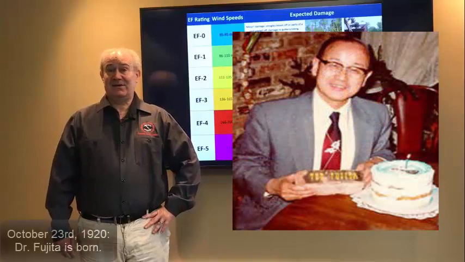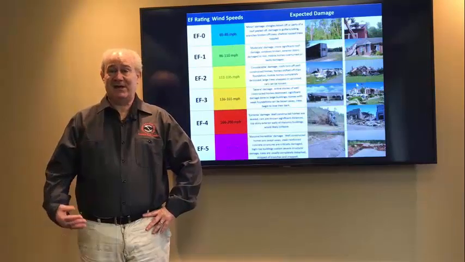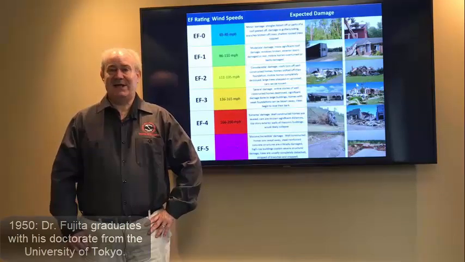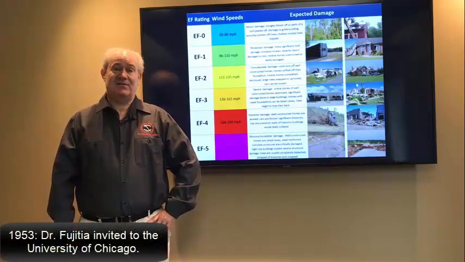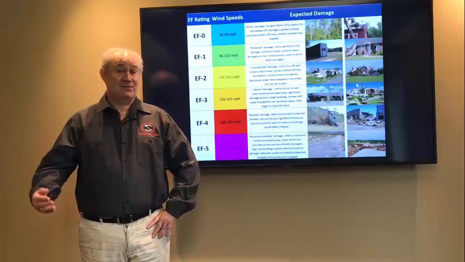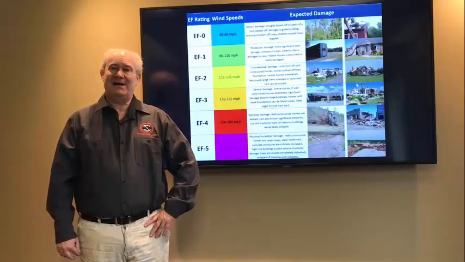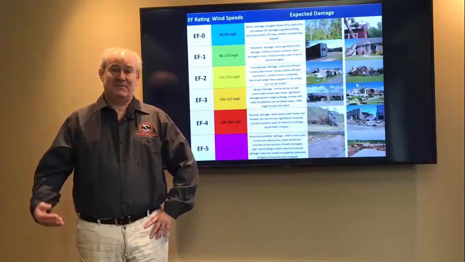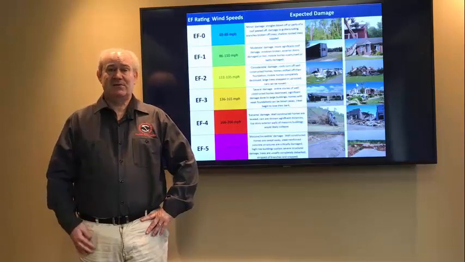Ted Fujita actually grew up in Japan, and he did his first surveying, unfortunately, after atomic bombs dropped in Japan. So he came over to the United States and worked for the University of Chicago for a long time. The first tornado he surveyed was actually in Fargo, North Dakota in 1957, and he was a pioneer in a lot of areas in severe weather research, severe weather surveying, so not just tornadoes, but we'll get to that in a minute.